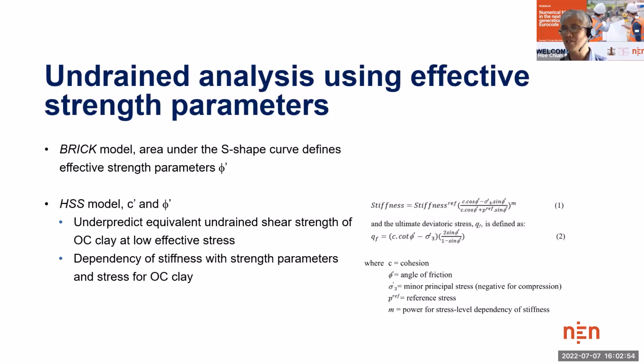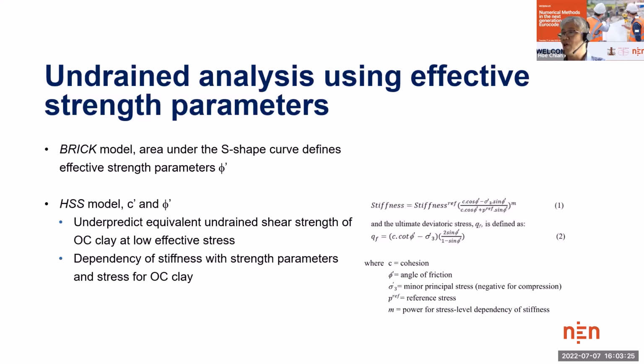Hardening soil model is another example. If you undertake an undrained calculation, it underpredicts the undrained shear strength of over-consolidated clay at low effective stress level, because in the formulation, the stiffness is dependent on the strength and also the stress.